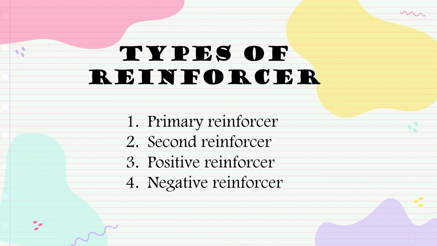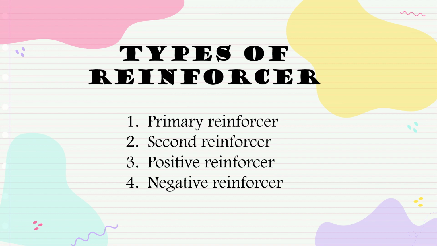Next is the negative reinforcer, where a stimulus is withdrawn from a situation or event to strengthen a behavior. For example, taking away a learner's favorite toy when the learner misbehaves. That is the negative reinforcer.